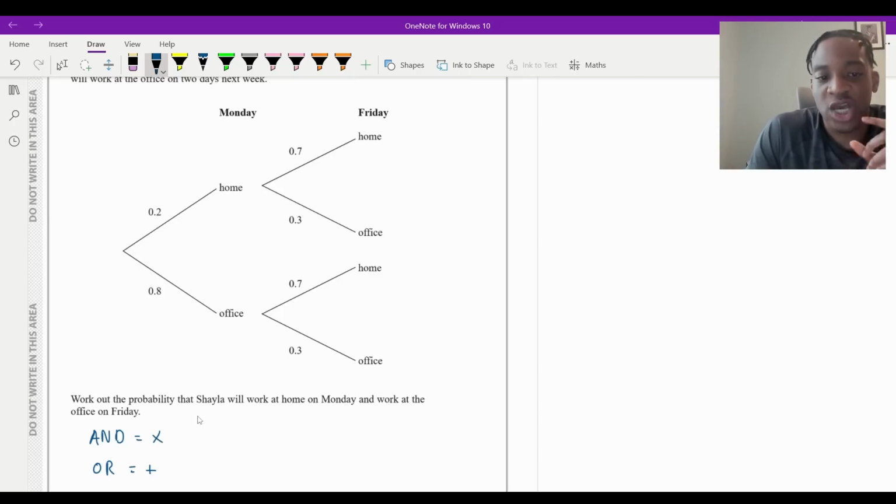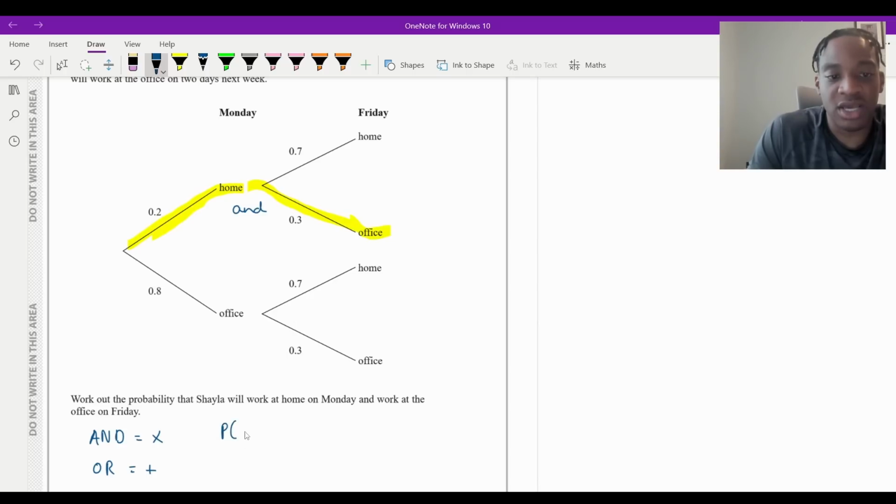It says we need to work out the probability that Shayla will work at home on Monday. Well, on Monday, the probabilities are here. If you work at home on Monday, that is 0.2, like this. And then we need Shayla to work at the office on Friday. So we work at home on Monday, and then on Friday we're working at the office. So it's going to be this here. And all you're going to do is multiply the probabilities along the branches because you're working at home on Monday and you're working in the office on Friday. So you multiply these probabilities together.